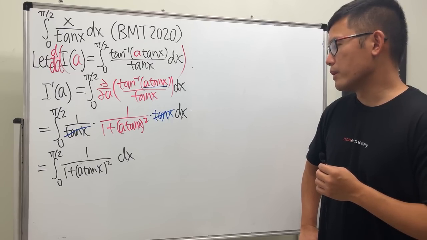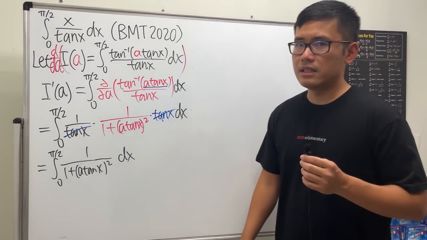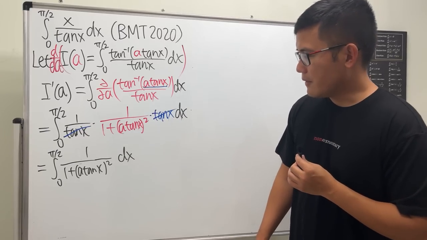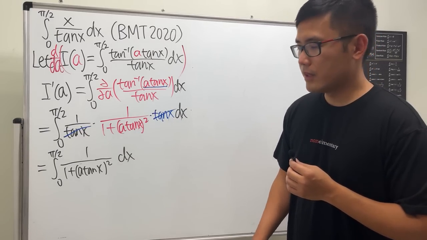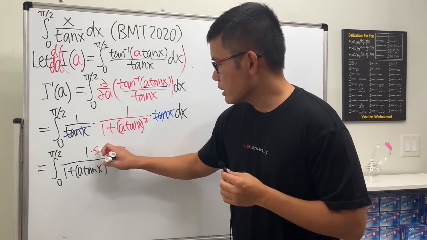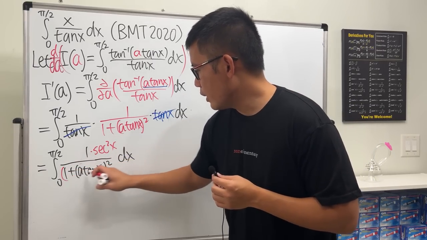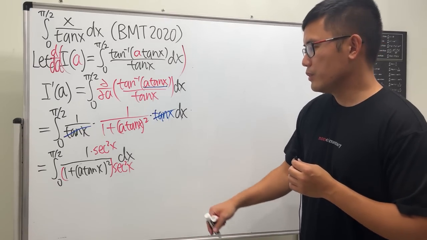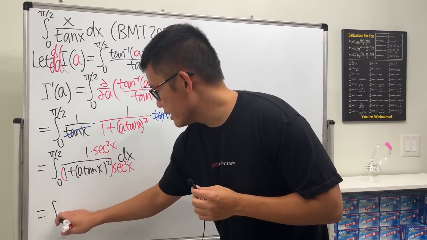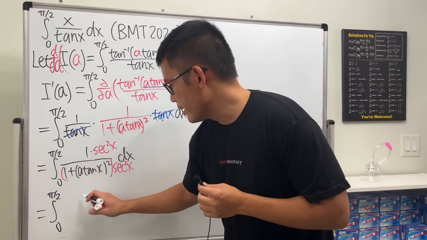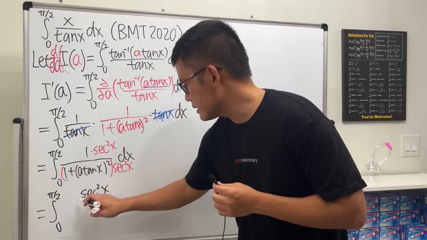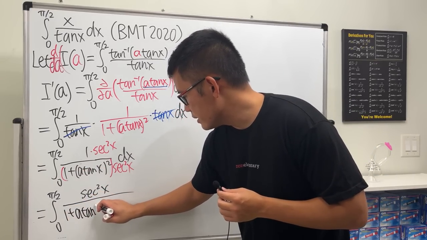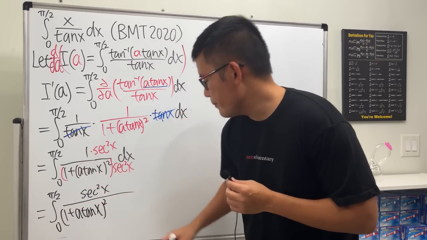Well, when we have an integral, if you just have tangent x, it's not enough. What's its best friend? Secant square x. Let's invite it to be here too, but how? Let me show you. I am going to multiply the top by secant square x and also the bottom by secant square x. Why? Well, you'll see. This will give us the integral going from 0 to pi over 2. And then on the top, we have secant square x over, I'll keep this as 1 plus a tangent x, and then squared.